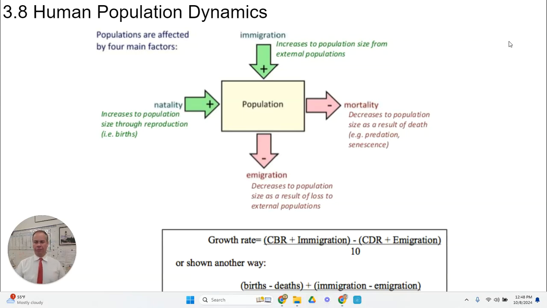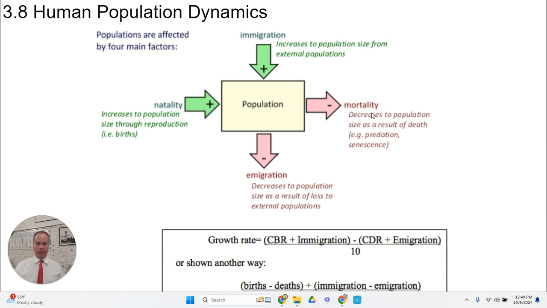If we think about the different factors that influence the size of a population, we can break it down into really four basic processes that lead to population changes. The most obvious ones are birth rates, increases to the population, and death rates, mortality and natality. Death rates decrease the population.